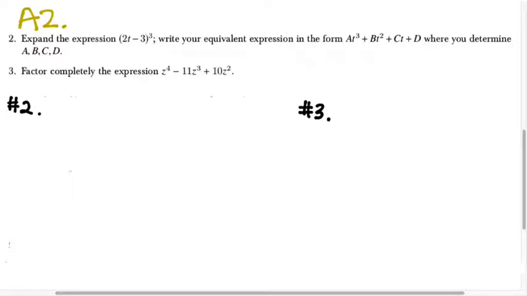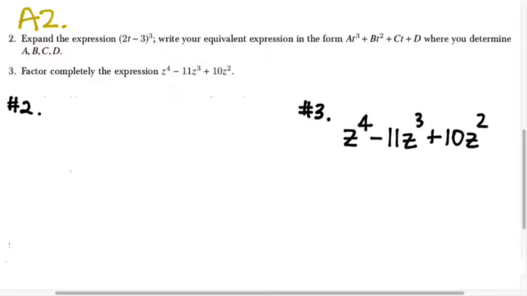Topic A2 is the factoring topic. So what I want to do is quickly go through a solution, quote unquote, to these two problems and ask you to find where it's wrong. So let's do problem 3 first. Problem 3 asks us to factor this expression completely: z to the fourth minus 11z to the third plus 10z squared.